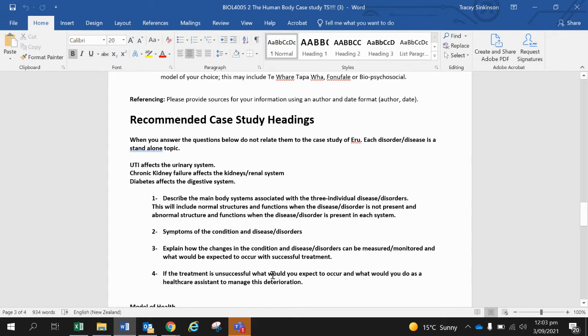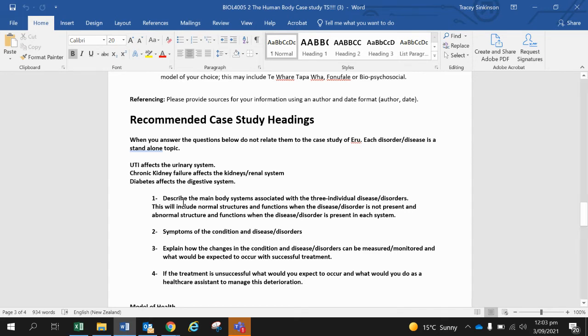If the treatment's unsuccessful, like the dialysis, what would you expect to occur? What would you do as a healthcare assistant to manage this deterioration? Well, it does depend on what stage of life they're at, and it might be a bit more about making them comfortable, documenting, communicating with family. Do not go out of your scope of practice, guys.